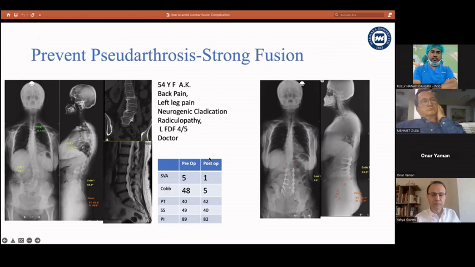For example, in these patients, we need to make osteotomies in here to reduce stress on instruments, to prevent breakage of instruments and pull-out of instruments. In this area, it is very important to apply osteotomies. And another thing, we put an interbody graft for getting fusion in the lumbosacral area.